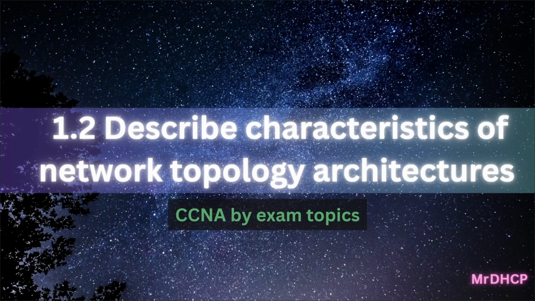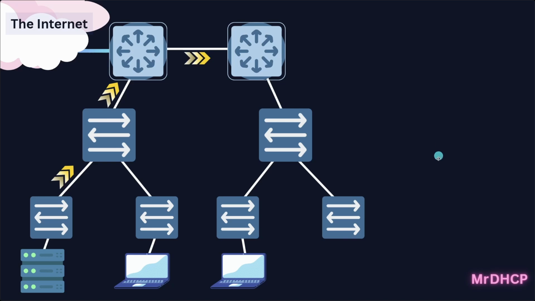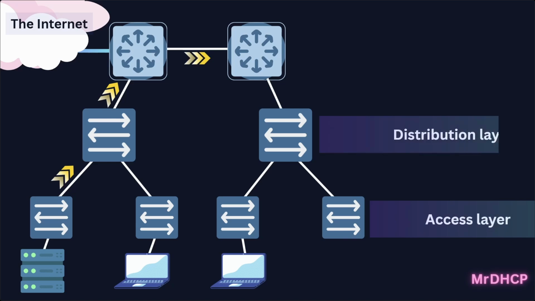So let's start. The three-tier architecture is a classic for large enterprise networks. It's built for hierarchy, reliability, and scalability. The access layer is where the end devices connect. Think of it as the edge of your network. The distribution layer acts as an aggregation point for the access layer switches. It handles routing between VLANs, implements security policies, and provides quality of service. In other words, it's the control point.